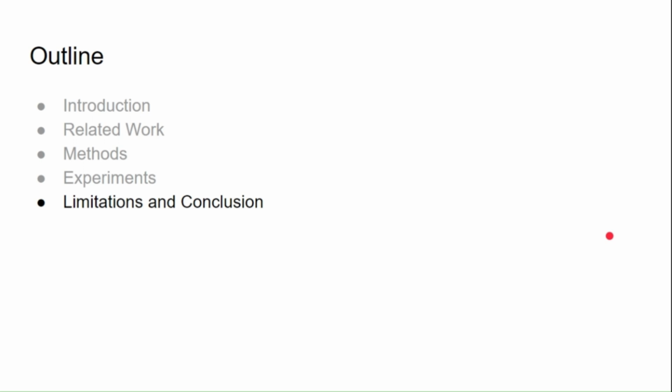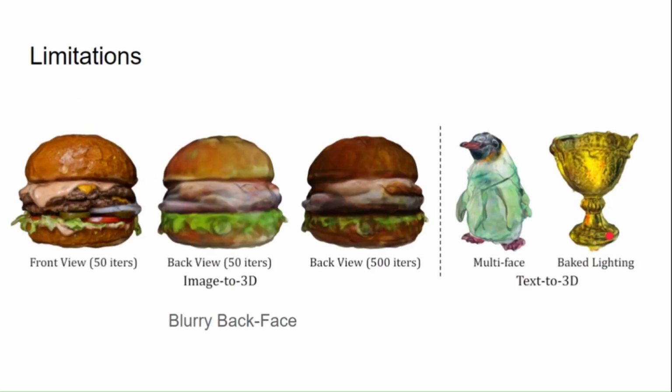So finally, for limitations and conclusions, as a single view 3D model generation method, the back-facing view is arguably worse. It is comparatively blurrier than the front-facing view. Also, it exhibits some common pitfalls, such as multi-faces. As you can see here, this penguin has 2 faces, and it bakes lighting in the image directly onto the 3D model, which is unnatural.